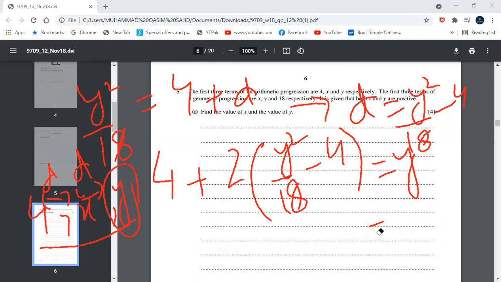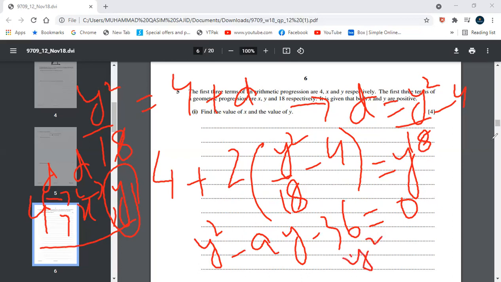So for this, after simplification, the equation becomes y square minus 9y minus 36 equals to 0. So it must be middle term break. So for middle term, it must be y square minus. So how to do the middle term split?